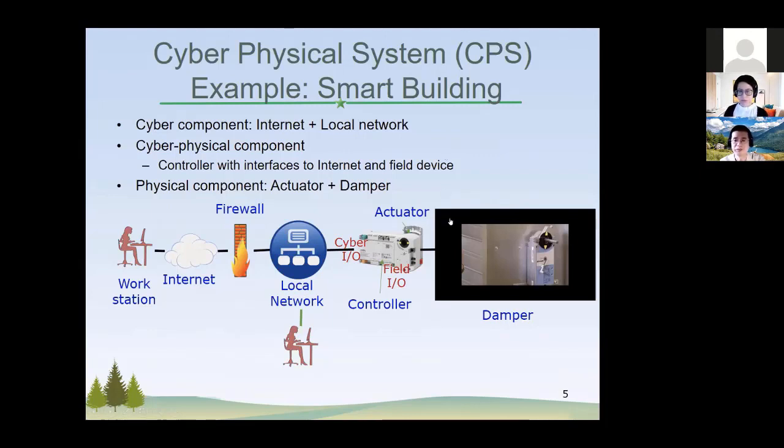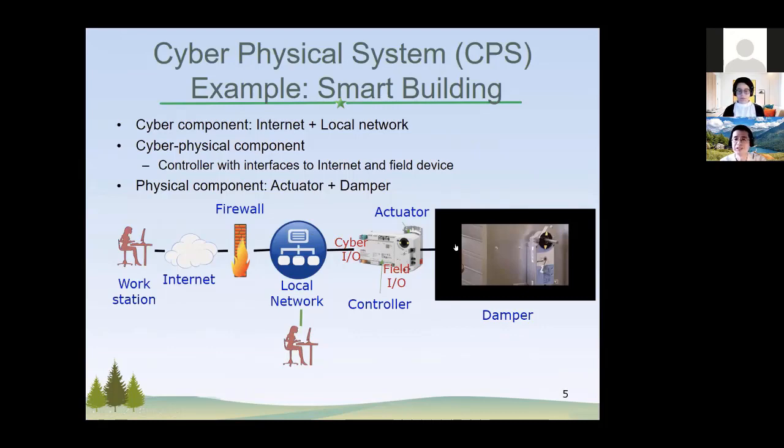So what is the difference between this example and the last example? You can see in this example, the actual thing, the damper, is separate from its controller, right? The other parts are very similar. We can have the internet, and we can have a firewall. For example, in the last example we have the Wi-Fi router. Now we may have a local area network. The local network, in the last example, is your home Wi-Fi network.